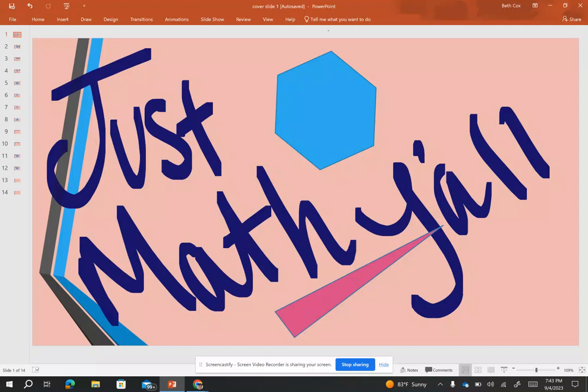This math, y'all, we have to go into converting radians to degrees and degrees to radians. So here we are. We're going to jump into converting radians to degrees and degrees to radians.